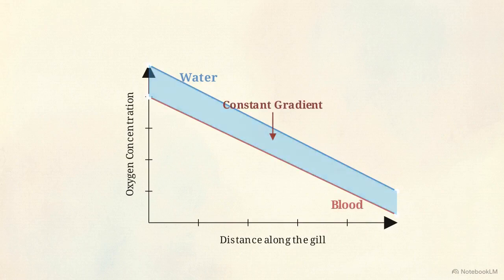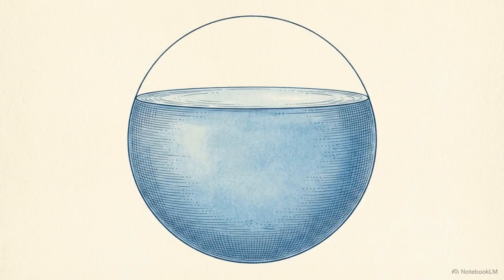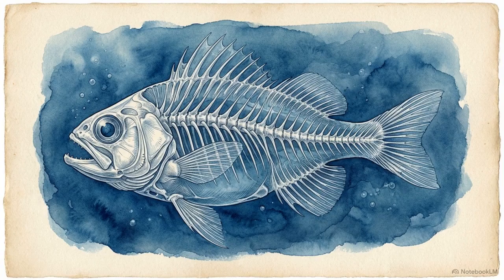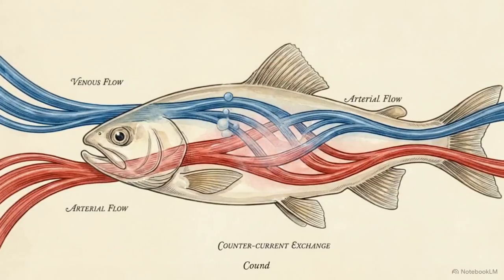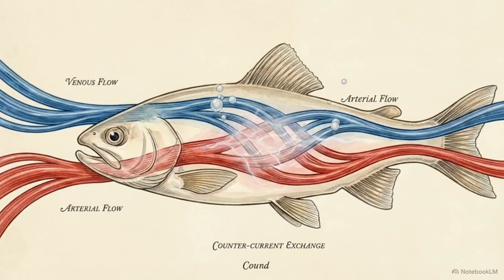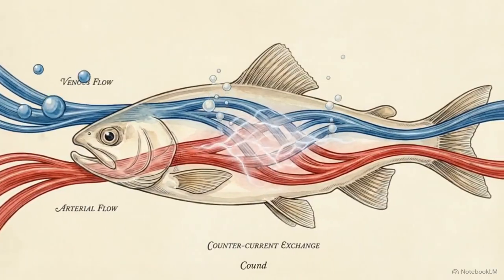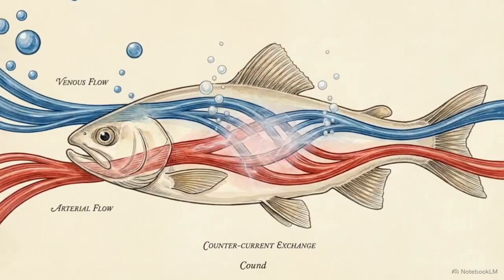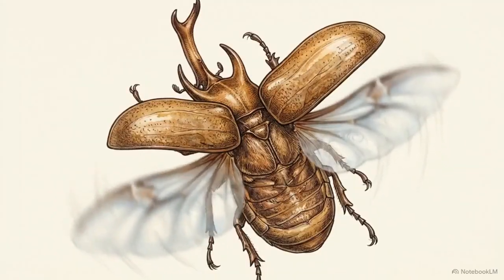A steep concentration gradient is maintained across the entire length of the exchange surface. This simple reversal of fluid direction allows fish to extract up to 80% of the oxygen from the water, a level of efficiency required to survive in an oxygen-poor environment. The result is a system that effectively overcomes the low oxygen density of the water by ensuring the gradient never disappears. Insects face a different challenge.